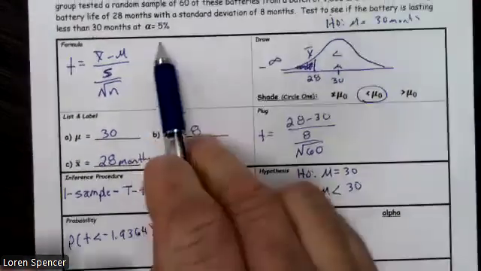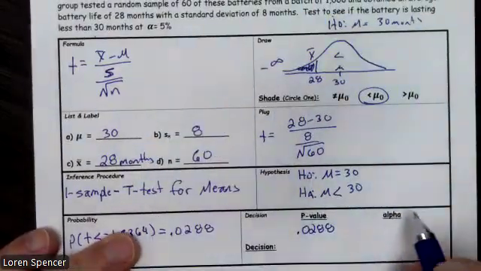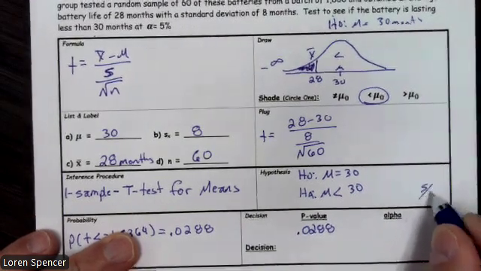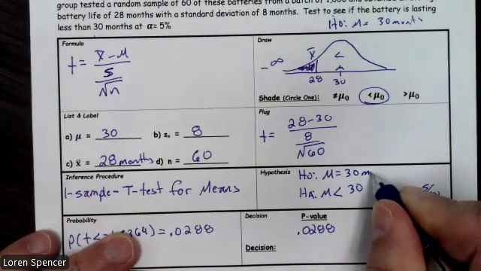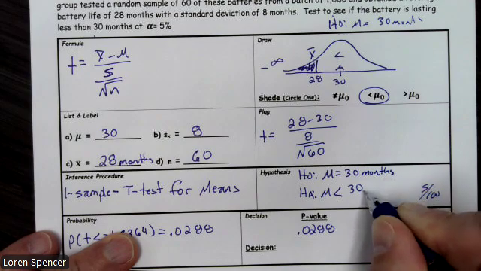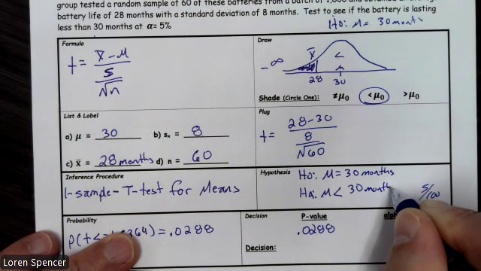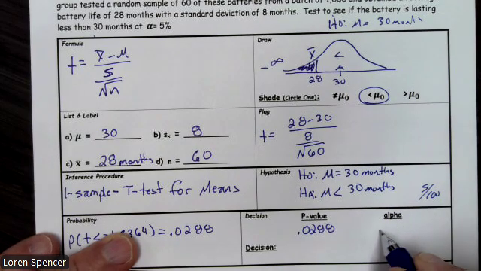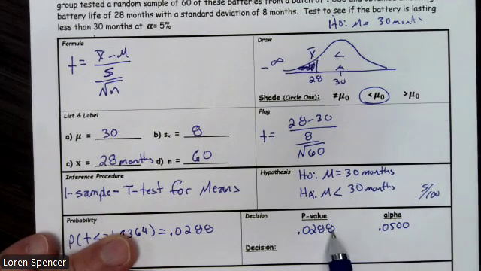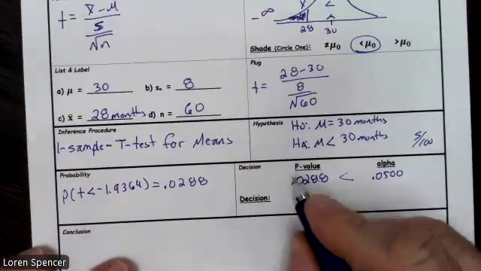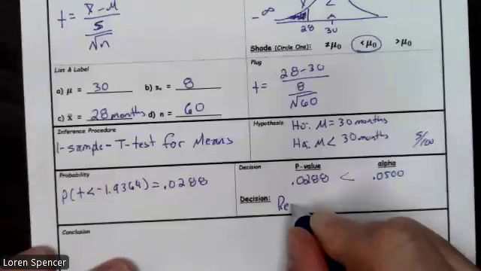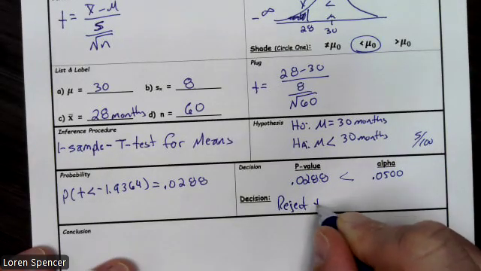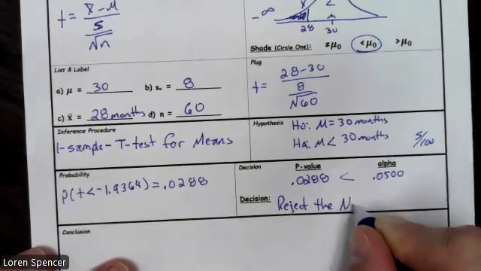0.0288, and they gave us an alpha of 5%. So please remember that's basically 5 divided by 100. And by the way, I'm going to label these as months. Just makes it more complete. So in this case, 0.0500. Well, 0.0288 is definitely less than 0.0500. So we're going to reject the null.